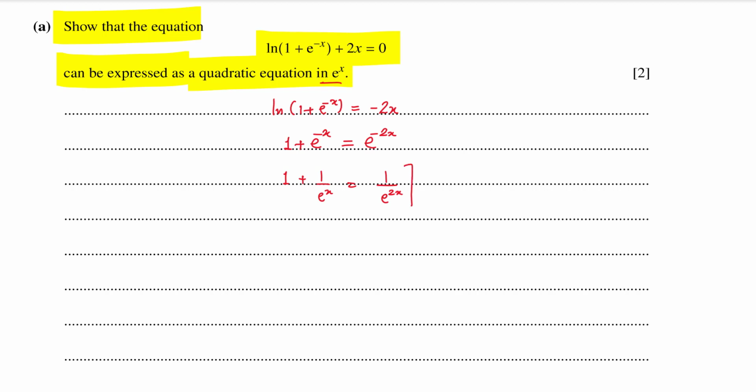Now there are so many ways. I will simply multiply the whole equation by e to the power 2x. So we will get e to the power 2x plus e to the power x only, because 1 over e to the power x would be cancelled by the law of indices, and here we are left with 1. We can rewrite this as (e to the power x) to the power 2 plus e to the power x minus 1 equals 0, and this is a quadratic equation in e to the power x.